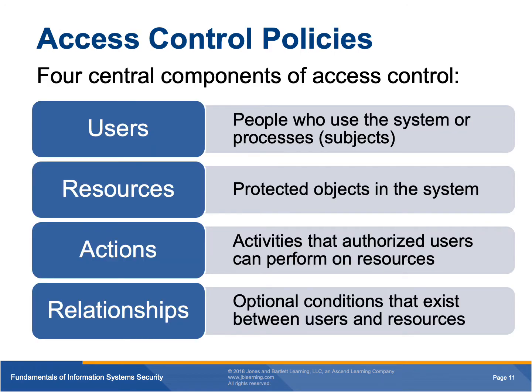So that means that we're going to be putting in place policies, access control policies, which basically have 4 components. So the users, so these are the people who use the system, right? The resources, so these are the objects in the system that are being protected. The actions, so the activities that the authorized users can do on the resources. And then the relationships, which are additional conditions that exist between the users and the resources.